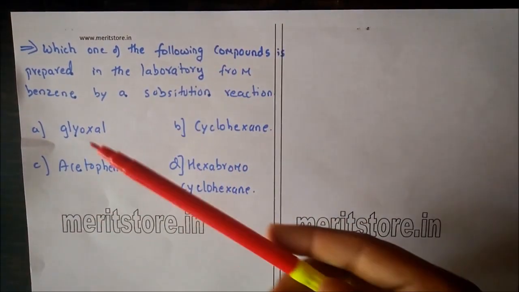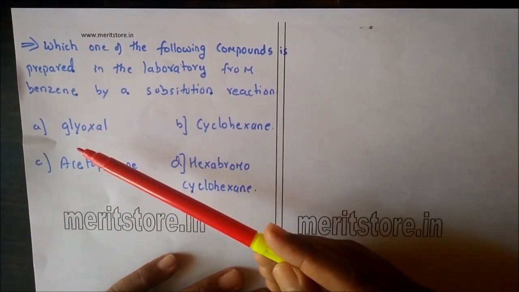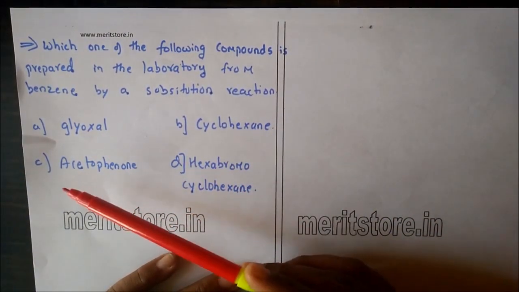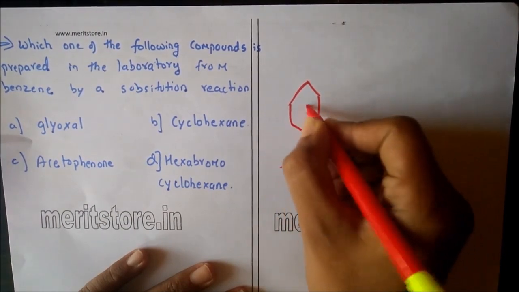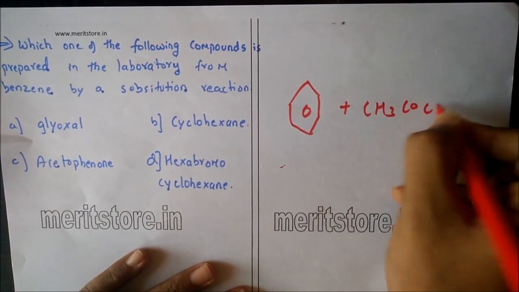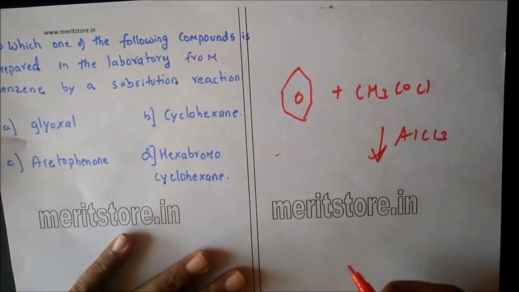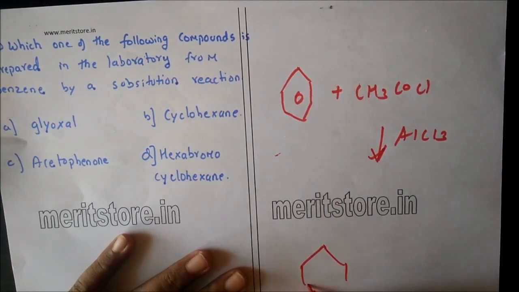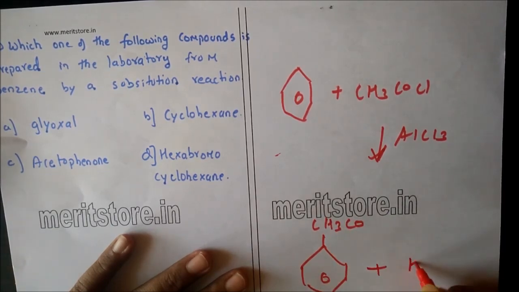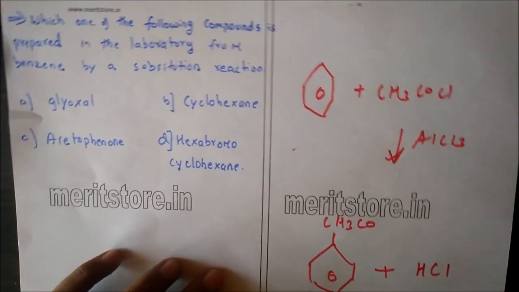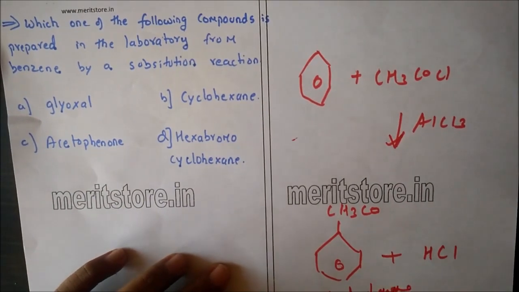Which one of the following compounds is prepared in the laboratory from benzene by a substitution reaction? A. Glyoxal, B. Cyclohexane, C. Acetophenone, or D. Hexabromocyclohexane. Now, benzene in the presence of CH3COCl with the catalyst AlCl3 will undergo a substitution reaction, that is, one hydrogen atom of benzene will be replaced by CH3CO, and the hydrogen atom will combine with Cl to form hydrochloric acid. So the product formed is known as acetophenone. Therefore, here the correct answer will be option C.